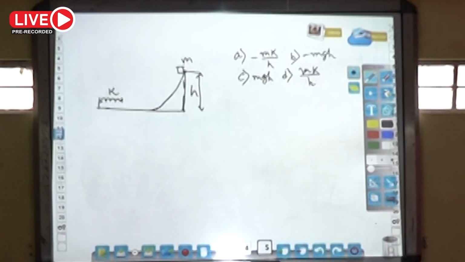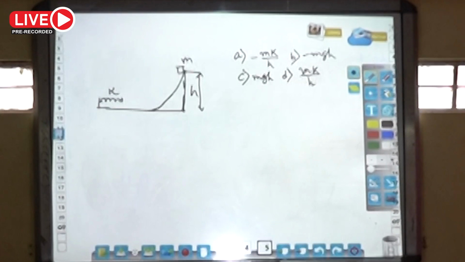How many agencies are doing work in this case? First, the body is coming down, so work is done by gravity, and gravitational force is doing positive work, because gravitational force is downward and the body is also coming down. After reaching the horizontal platform, the body then compresses the spring, so spring force is again doing some work.